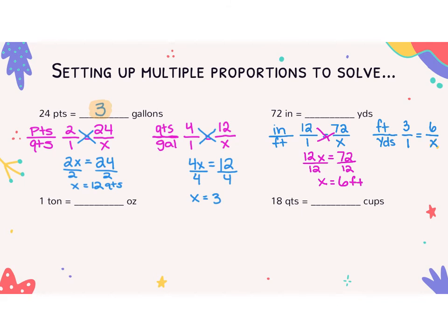Next, we will cross multiply. 3 times x is equal to 1 times 6, which is 6. We'll divide by 3 on both sides to get x by itself, and x equals 2. So 72 inches is equal to 2 yards.